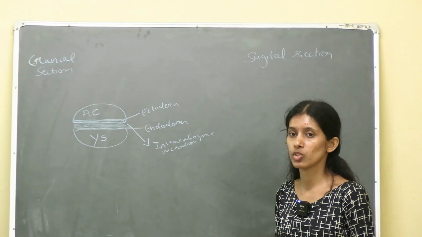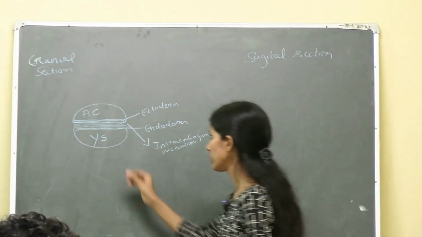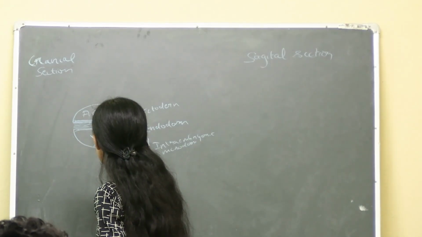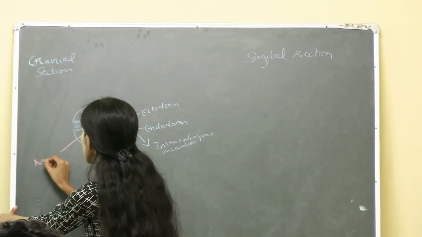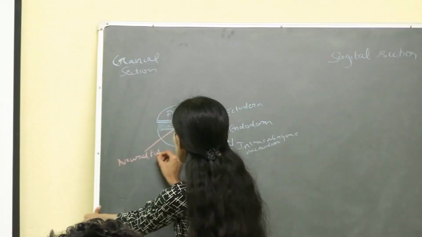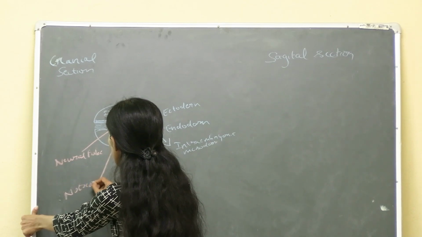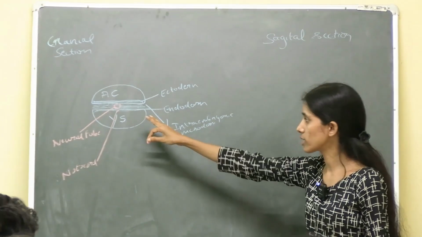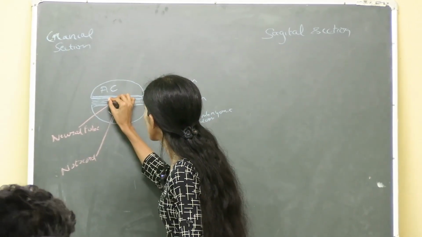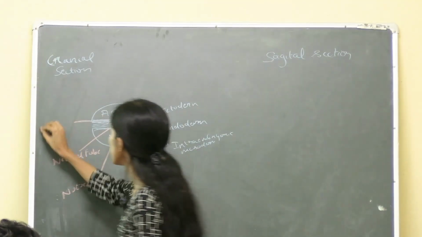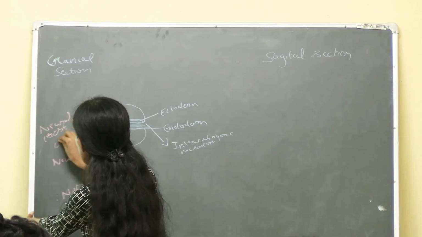What are the important structures we see in the intra-embryonic mesoderm? Neural tube and notochord. So this is your neural tube and this is your notochord. Okay. On both sides of your neural tube we have neural crest cells.